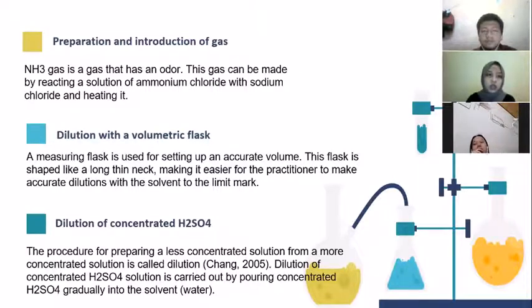Preparation and identification of gas. NH3 gas is a gas that has a pungent odor. This gas can be made by reacting a solution of ammonium chloride with sodium hydroxide. Dilution with a volumetric flask. A volumetric flask is used for setting up an accurate volume. This flask has a long neck, making it easier for the practitioner to make a correct dilution with the solvent to the limit mark.